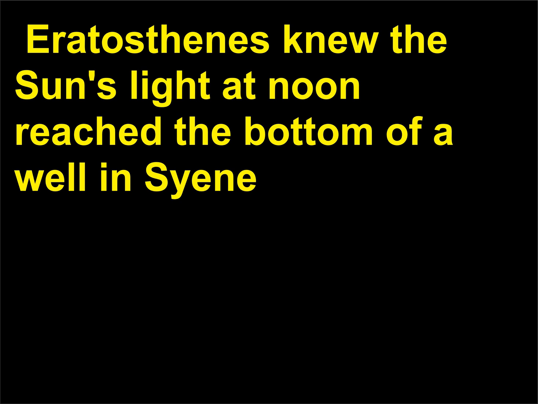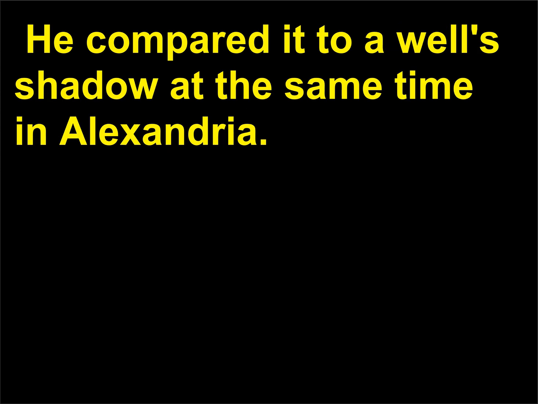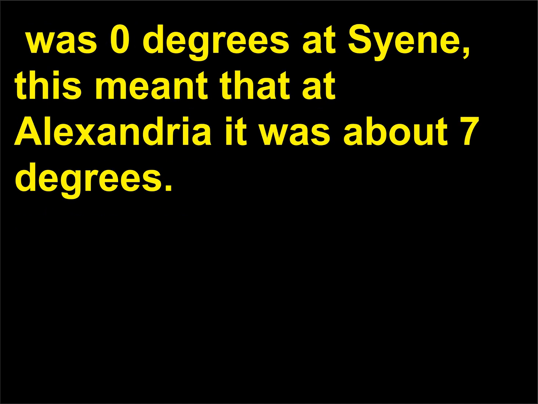Eratosthenes knew the sun's light at noon reached the bottom of a well in Syene, now Aswan on the Nile River in Egypt, meaning the sun was directly overhead, on the summer solstice. He compared it to a well's shadow at the same time in Alexandria. Knowing that the zenith distance, the angle from the zenith point directly overhead to the point where the sun was at noon, was 0 degrees at Syene, this meant that at Alexandria it was about 7 degrees.